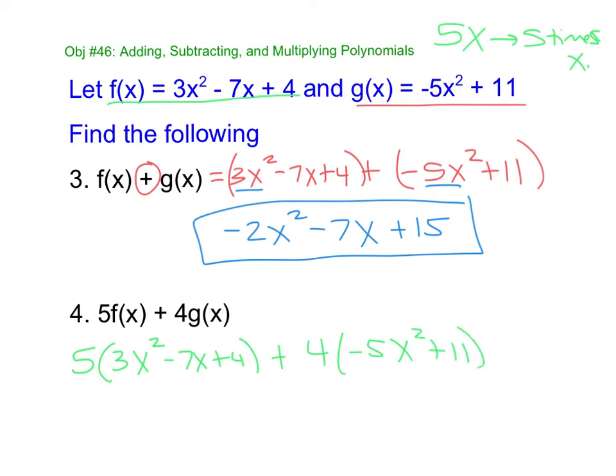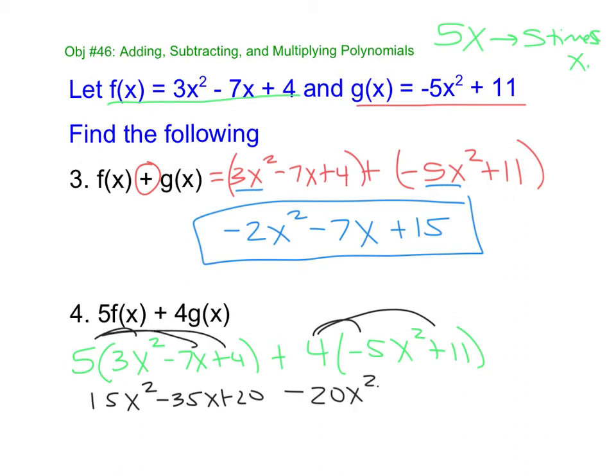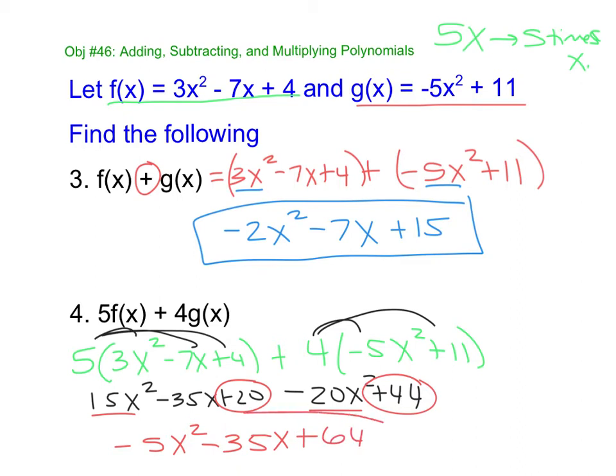So what we're going to do is distribute and then combine like terms. So 15x squared minus 35x plus 20. And then distribute the 4. -20x squared plus 44. Let's see, I got 15 and -20 gives me -5x squared minus 35x. And then we got the 20 and the 44, so plus 64. And that is our final answer.